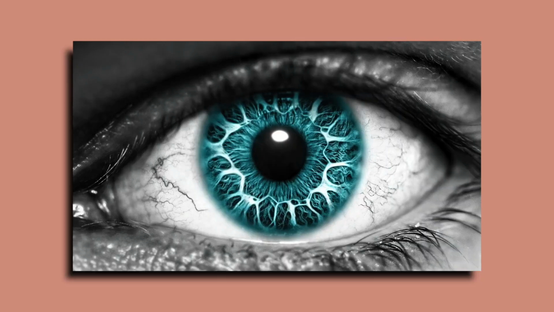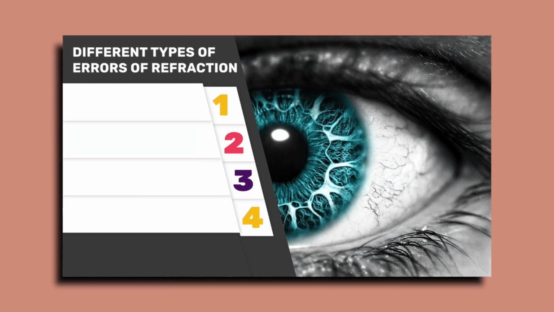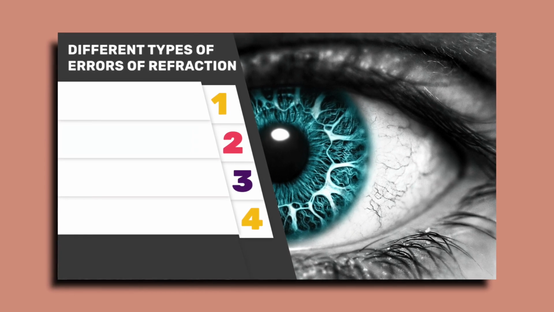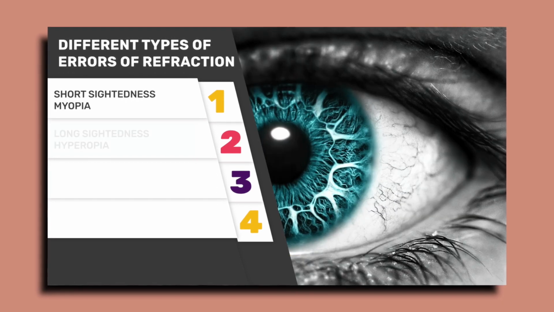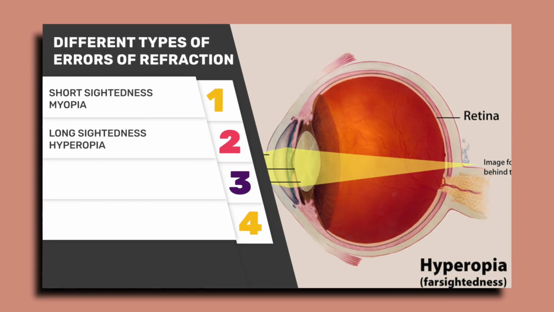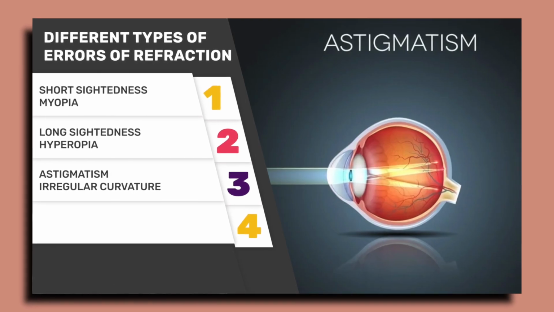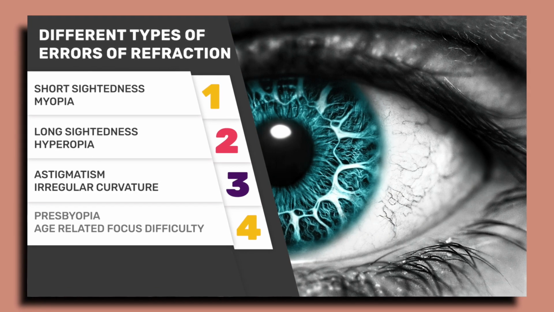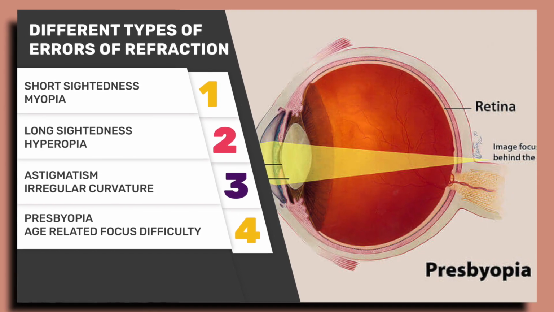What is the overview of today's discussion? What are errors of refraction? There are different types of errors of refraction. Short-sightedness, that is myopia. Long-sightedness, that is hyperopia. Astigmatism, that is irregular curvature. Presbyopia, that is age-related focus difficulty.